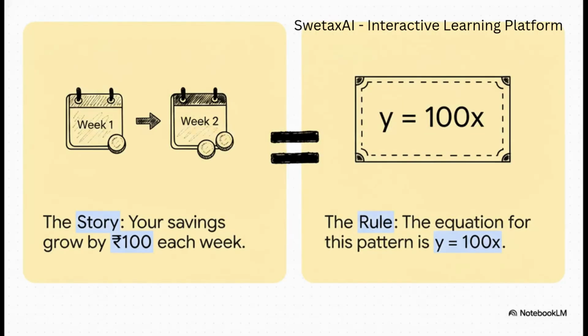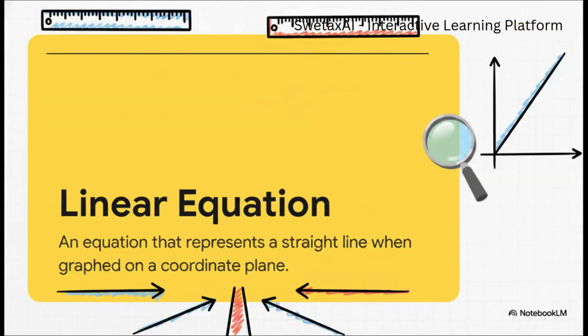So this is where we basically translate that story into the language of math. See on the left, that's our story. Our savings grow by 100 rupees every week. And on the right, that's the rule. Y equals 100x. It's just a super short mathematical way of saying the exact same thing. It's like the secret recipe for that straight line we just saw. And that little rule, well, it's got a fancy name, a linear equation. The clue is right there in the name, right? Linear. It's pretty much any equation that, when you draw it out, gives you a perfect straight line every single time.